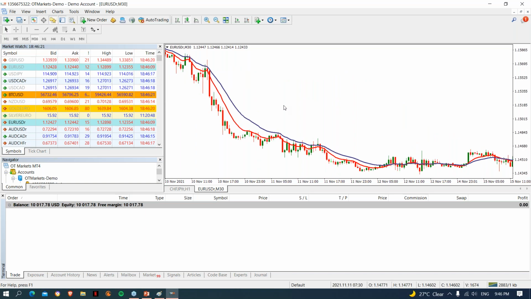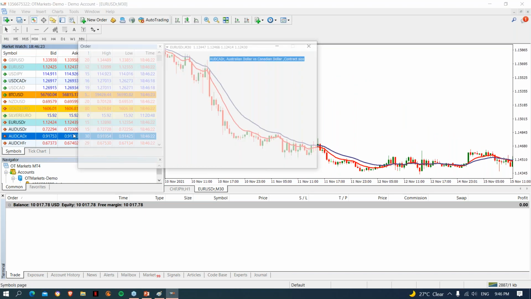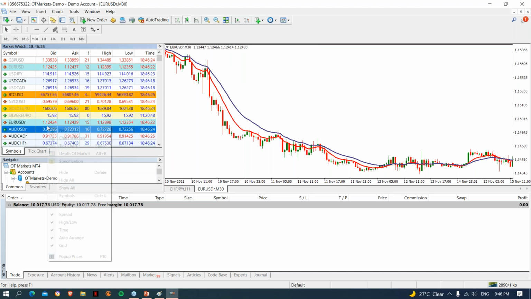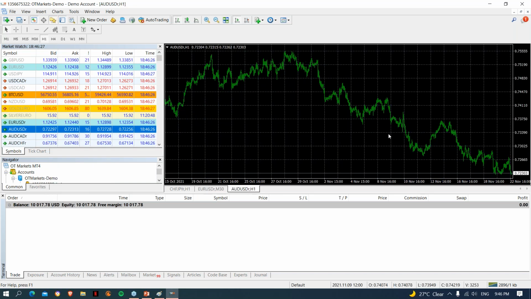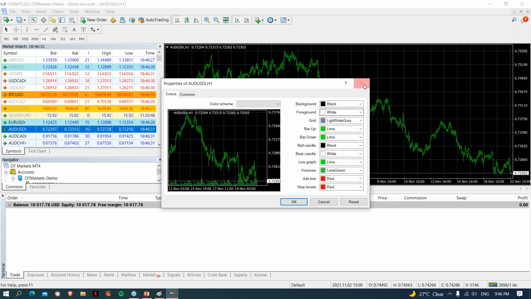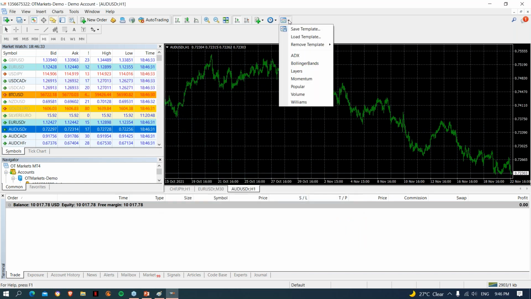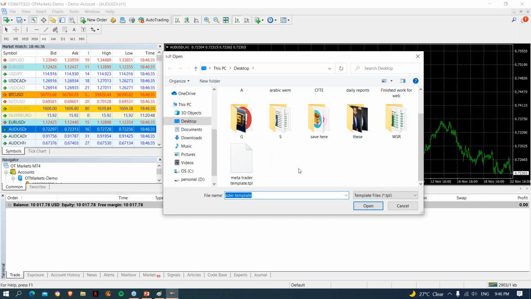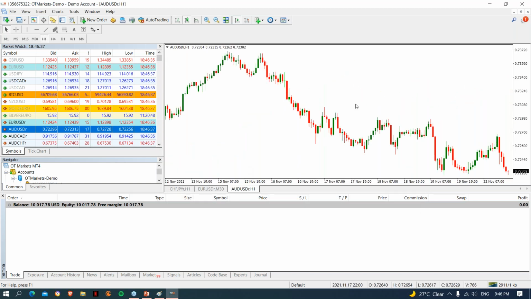And by the way, you can customize the chart as you want. Like, for example, let me show you. Let's say I want to open a new chart. It's going to be looking like this. You can customize it, make it whatever different colors you want, and you can save that customization. See, I have mine saved right here. Basically shows me the chart like this.